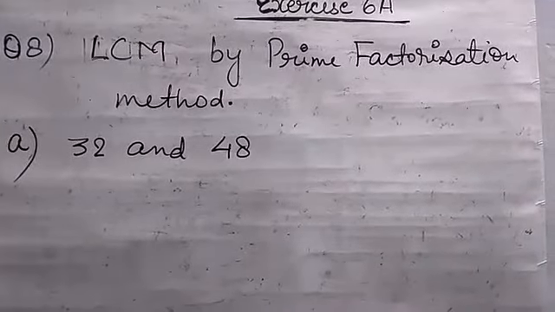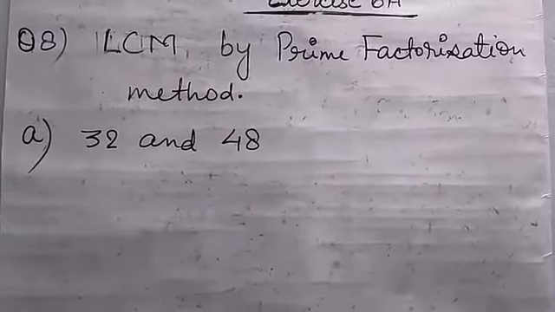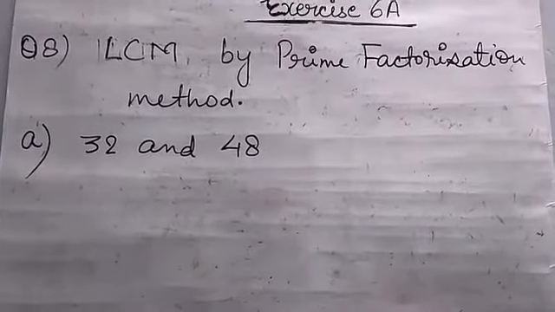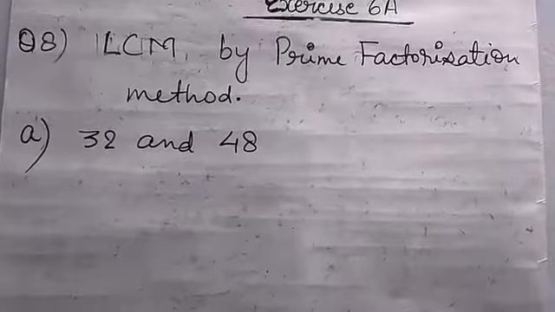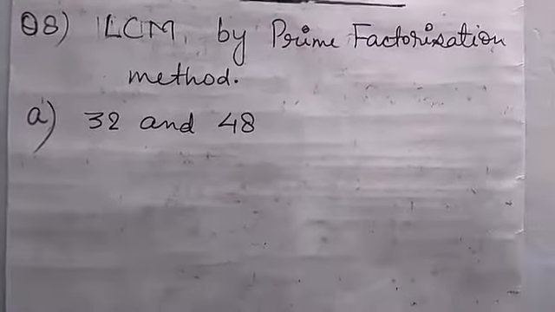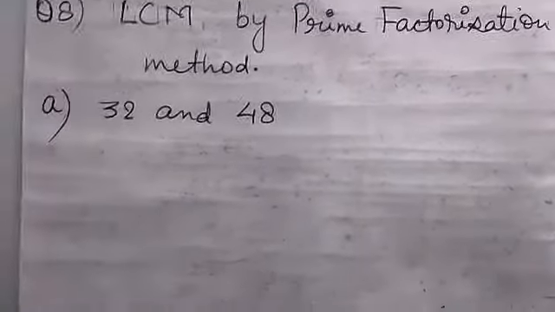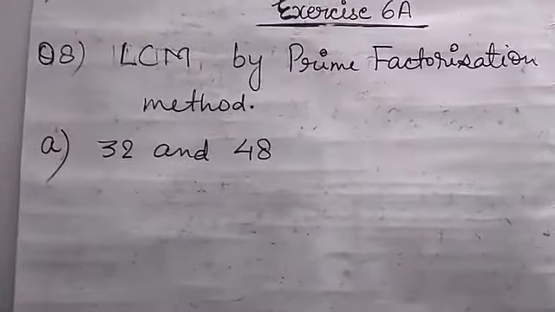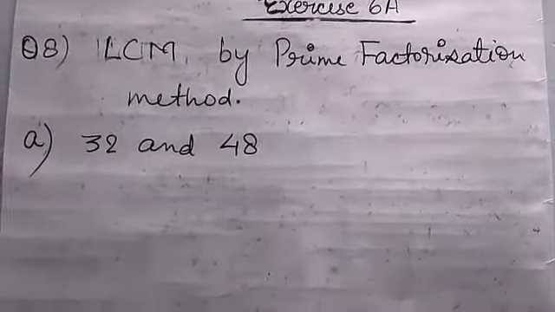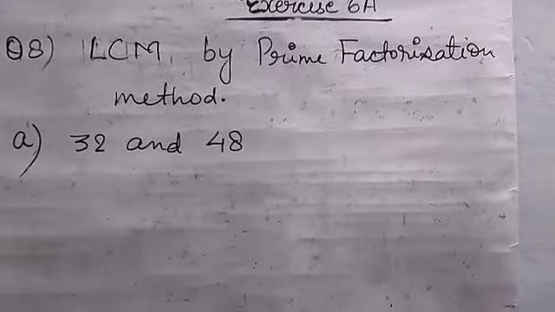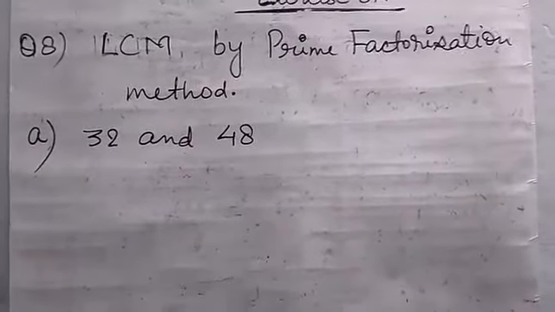So smallest number that is a multiple of two or more counting numbers is called the least common multiple. वो छोटा से छोटा नंबर, स्मॉलेस्ट नंबर जो दो या दो से अधिक नंबर्स के मल्टीपल हो, that is called least common multiple. So student, in this question we find out the LCM by prime factorization method.